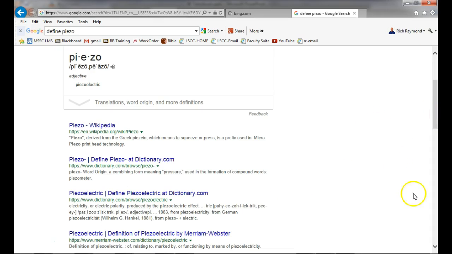You see that? Let me blow it up. Can y'all see that? Piezo means squeeze or press, right? You understand? Piezo resistive means it changes its resistance if you do what? If you squeeze it.